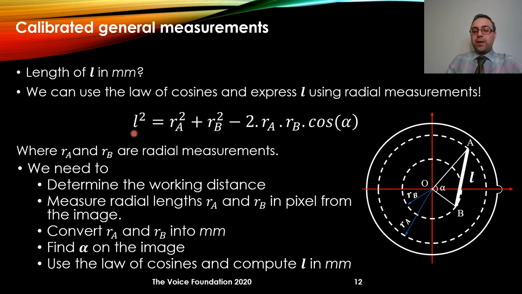So in summary, in order to determine the length of a general object, we determine the working distance using the laser information. We measure RA and RB from the image. We convert RA and RB into millimeters using the method that we talked about in the previous slide. We estimate the value of angle alpha using the image, and then we use the law of cosines for estimation of the length of L in millimeters.